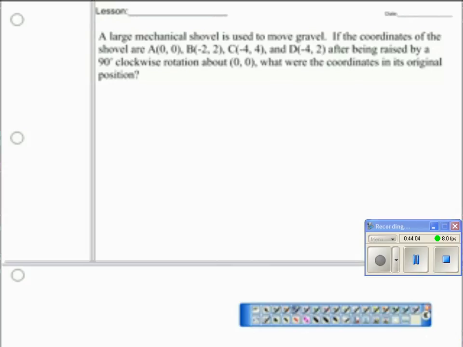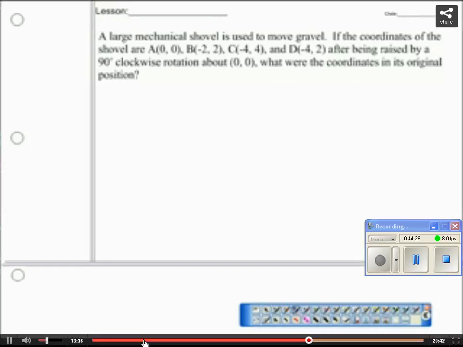We have to figure out the original coordinates. How would we do that? If we're given the coordinates after the rotation, how can we figure out the original coordinates? Yeah, reverse the rule, right? Exactly. Cool. All right, I'm gonna pause this because we're gonna go ahead and do this.